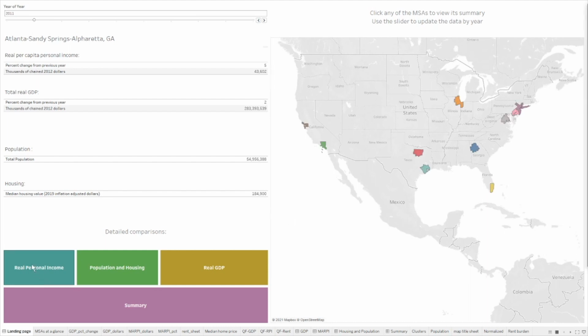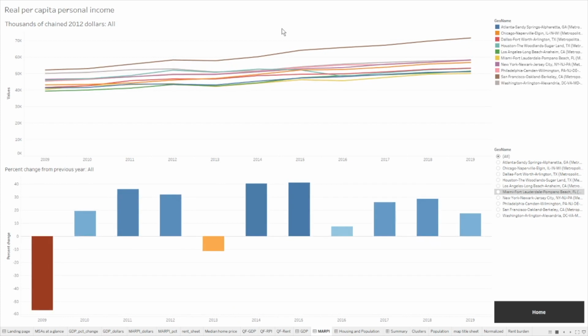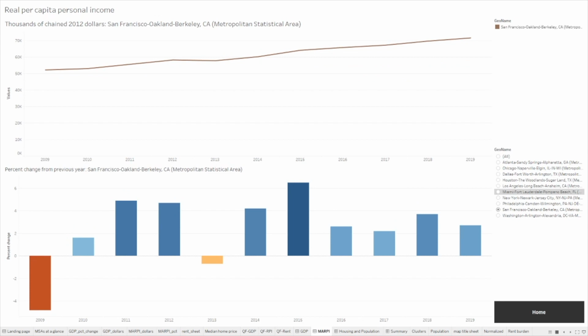Now, let's quickly go over some of these detailed charts. So first is real per capita personal income. You can compare the real per capita personal income in both dollar value and in percent change over time. One big thing to note here is that San Francisco is very different from the other MSAs in both dollar value and the rate at which it increases over time.